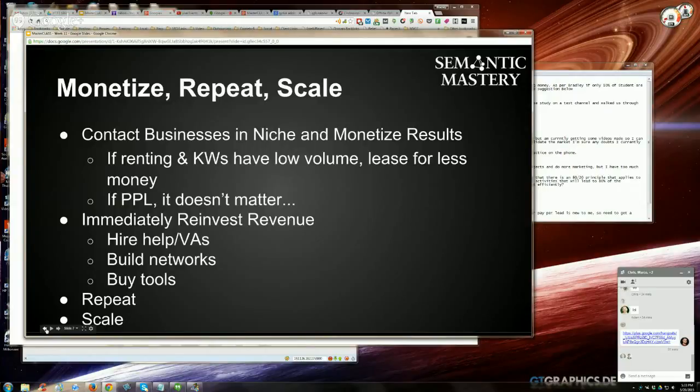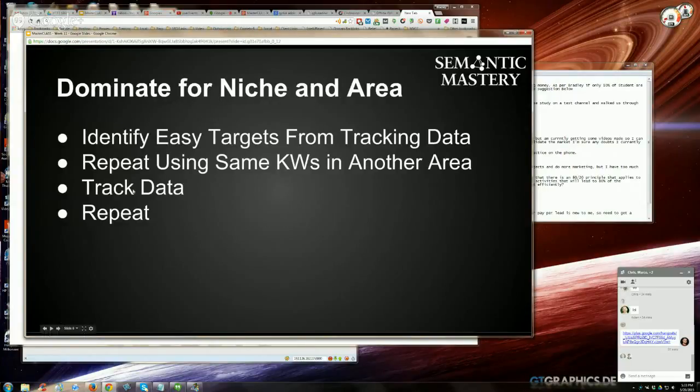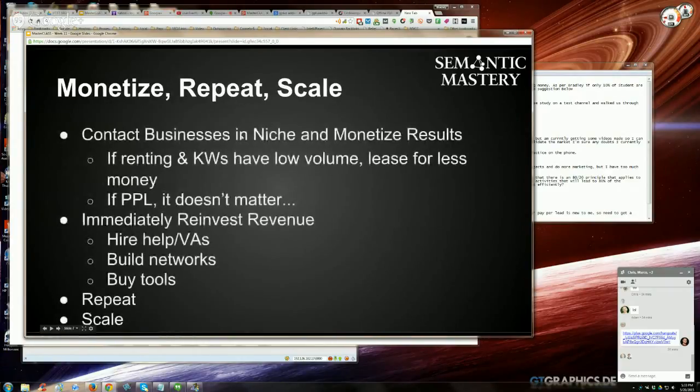Okay, so guys, we need to keep moving on this slide, but let's see. Identify easy targets, repeat using the same keywords in another area, track data, repeat, okay? Monetize: contact business owners in the niche and monetize the results.